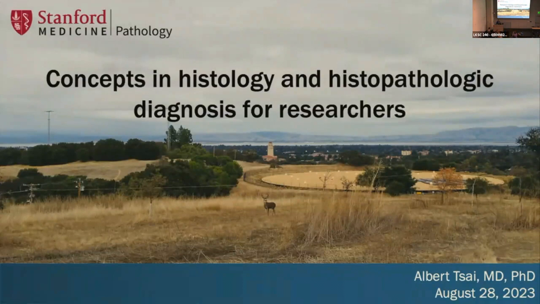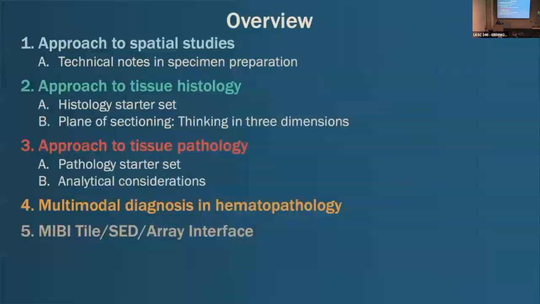So I'm a pathologist at Stanford Hospital, primarily diagnosing blood and bone marrow diseases, and I'm doing research with multiplexed imaging. I have no conflicts of interest, though I wish I did. All right. So in this talk, I'll be overviewing broadly how I think about histology and diagnosis as they relate to spatial studies. First, we'll cover a bit about specimen processing, then some general concepts in histology and pathology, and then I'll talk about the importance of histology and protein expression in diagnosing blood diseases in particular, and if we have some time, how we're kind of running the MIBI these days.